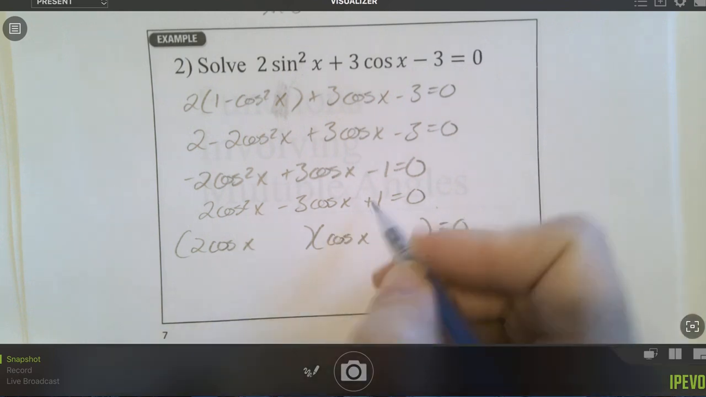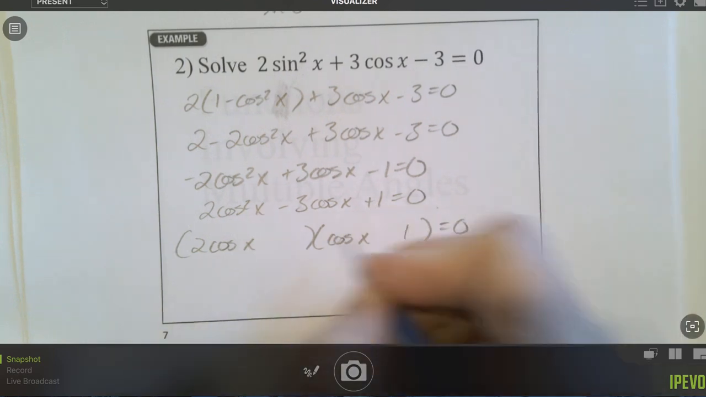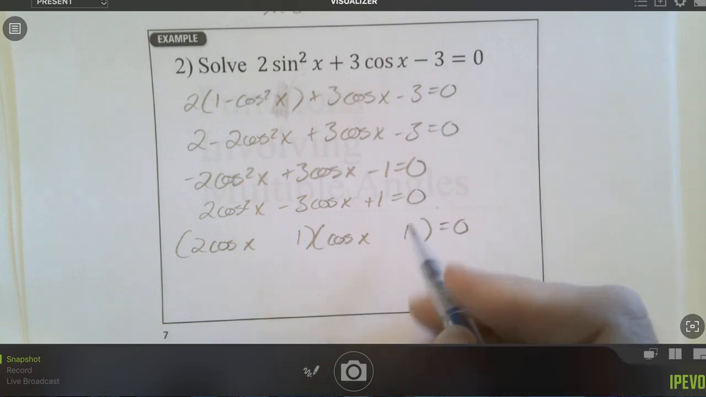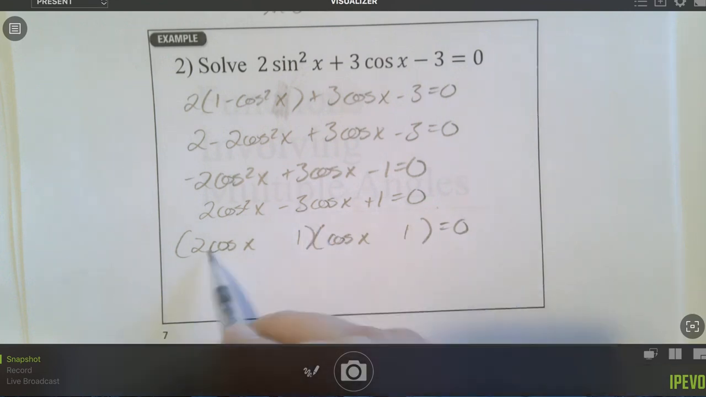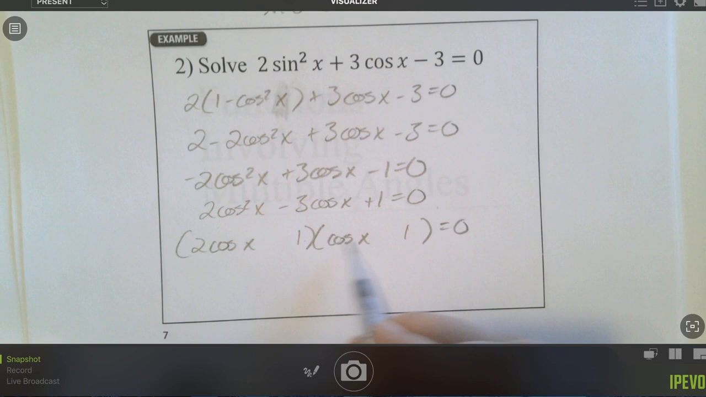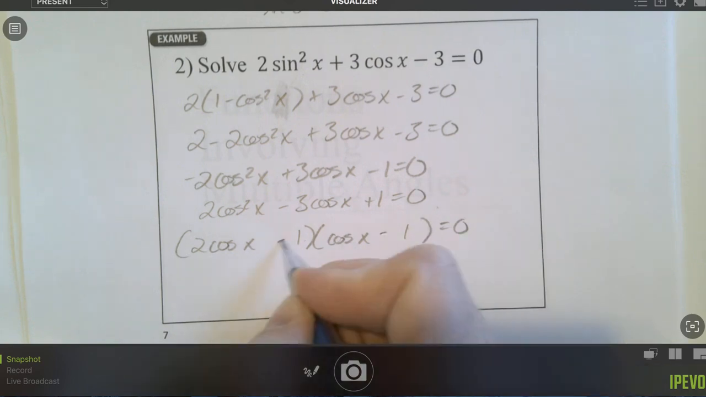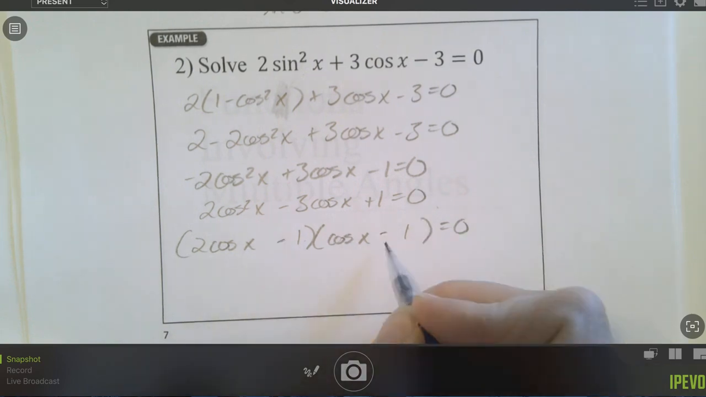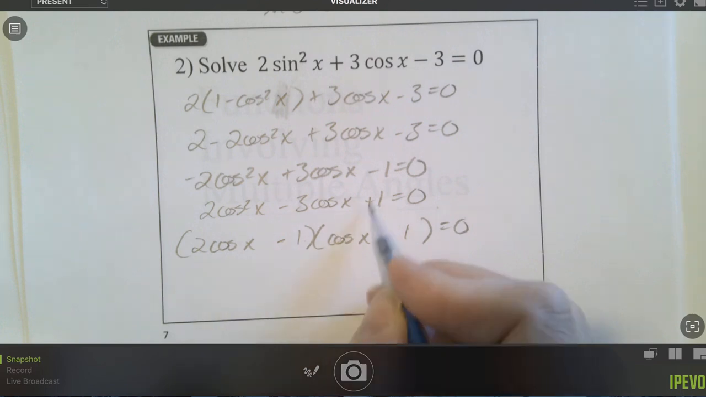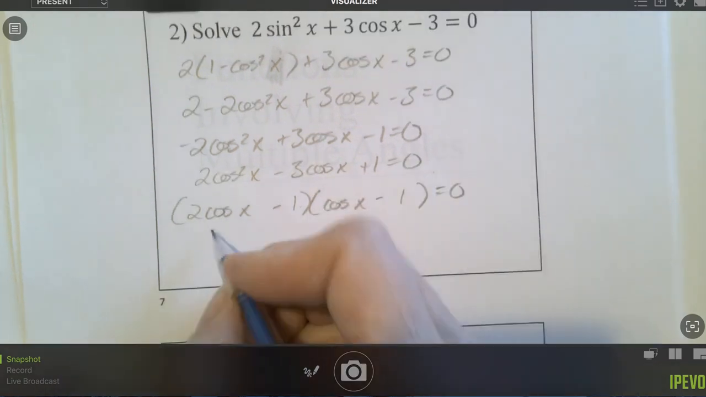We know that it has to multiply. These have to multiply to be 1. And then we're trying to get a negative 3. And so this is a 2 cosine, and it's going to be a 1 cosine. So if I make them both negative, then I'm going to end up with a negative 3 cosine. And the negative times the negative makes that a positive 1. So that works. Set each of these equal to 0.